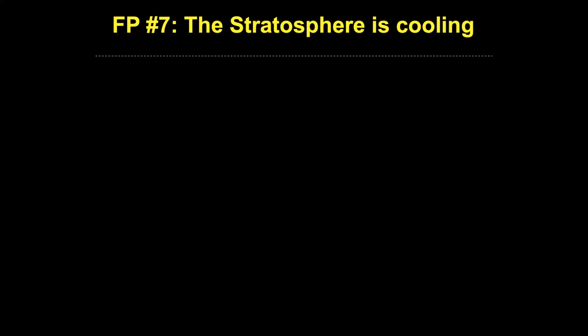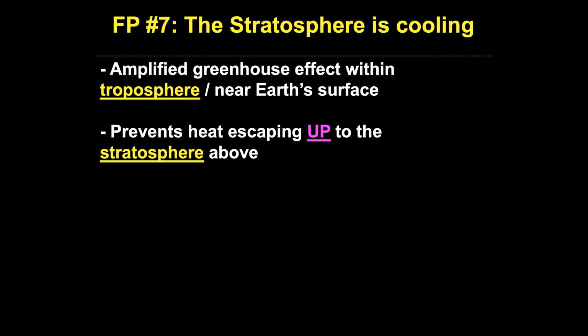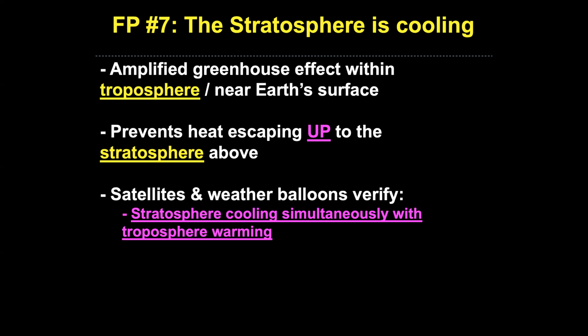The stratosphere is cooling. We've addressed this already in a previous lesson because we have amplified the greenhouse effect in the troposphere or near the surface. We prevent some of that escaping heat to make it to the stratosphere, which is the next layer above. And as a result, satellites show that the stratosphere is cooling while the troposphere is warming.